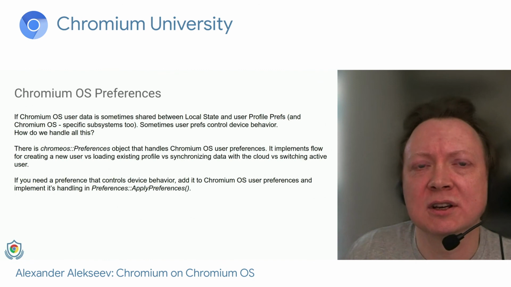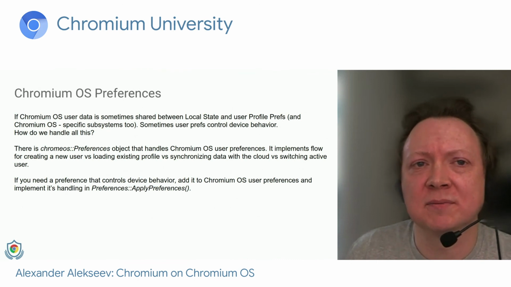Chromium OS users can have different local roles. Device owner preferences control device defaults. Primary users control session. Secondary users control only their part of the session, which means that some data is shared between user preferences, local state database, and device settings. To handle this, we have special structure which is called Chromium OS Preferences. It handles preferences like input methods, time and date, mouse and touch behavior. So basically it is the default handler for the Chromium OS Preferences. If you need a preference that controls device behavior, add it to the Chromium OS user preferences and implement its handling in ApplyPreferences.